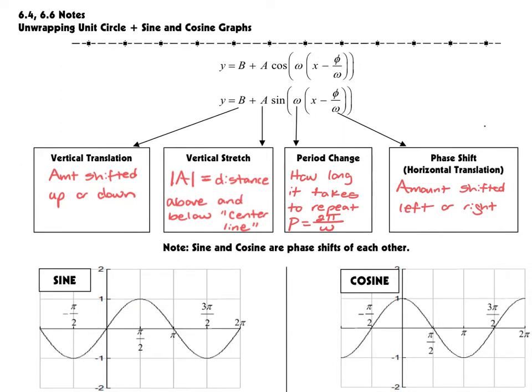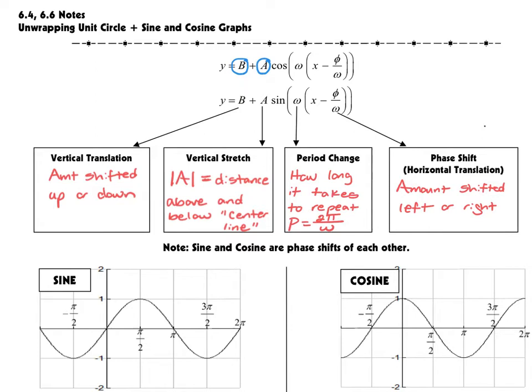So the first thing that we want to notice is that if you have a value that is added or subtracted either on the front or the back end of the equation, that is going to be a vertical translation. It's going to take your entire graph and move it up or down by whatever value you see right there.